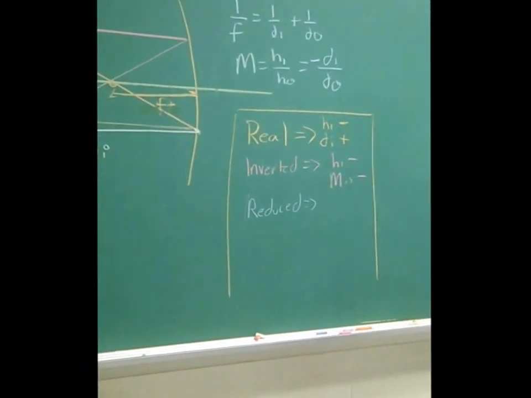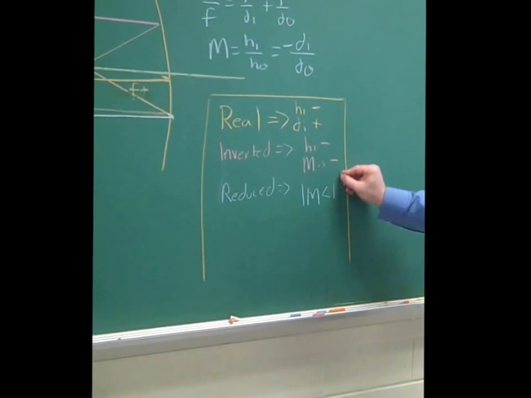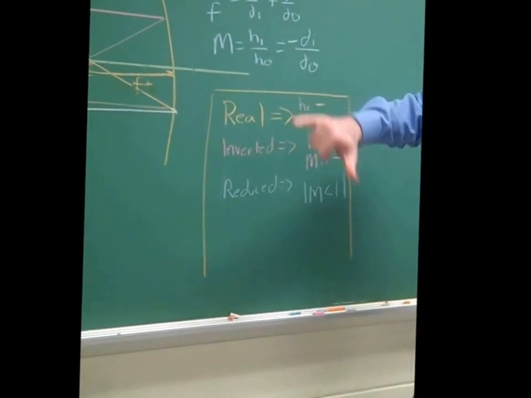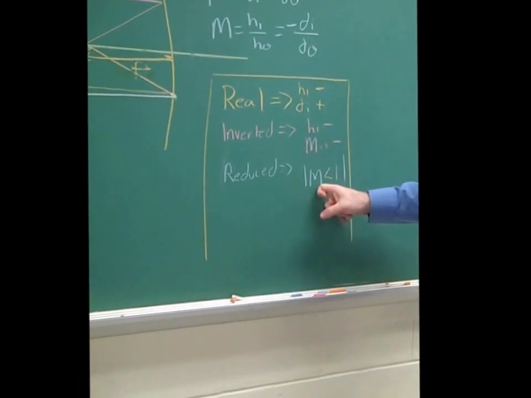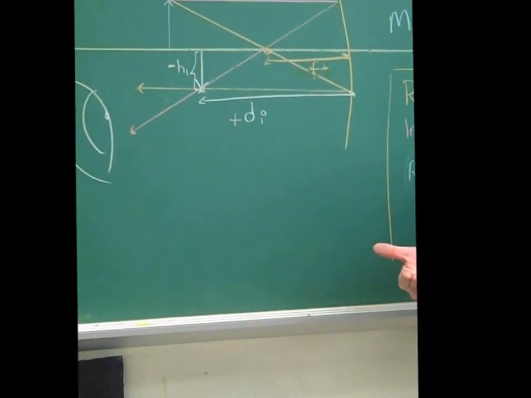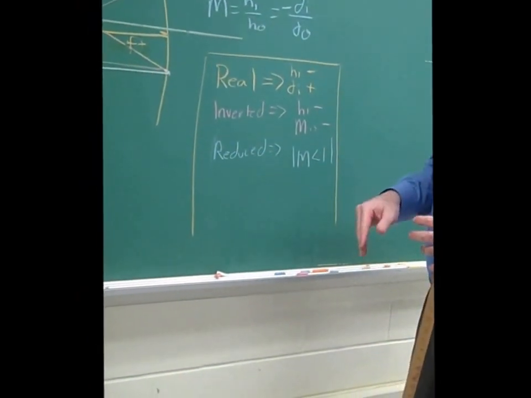Because it's reduced, I'm going to say that the absolute value of m is less than 1. Absolute value because the negative or positive refers to the upside down or right side up. This magnification will probably be, let's say, 0.6 or something like that. But the actual m is going to be a negative value because it's inverted.